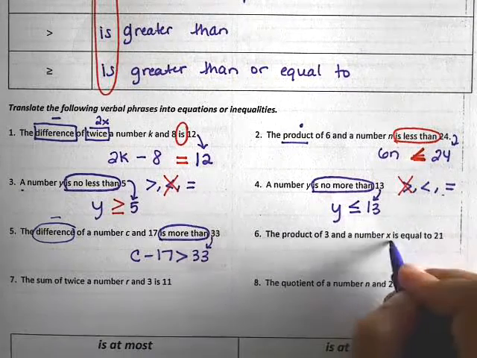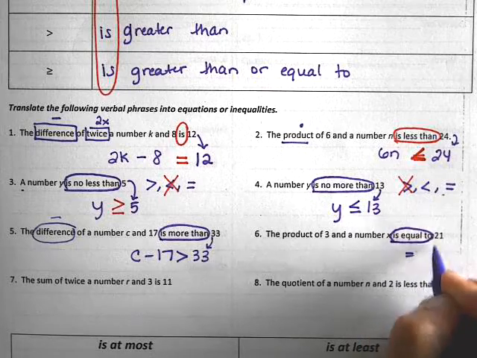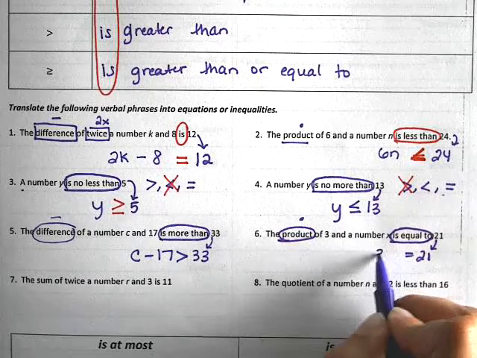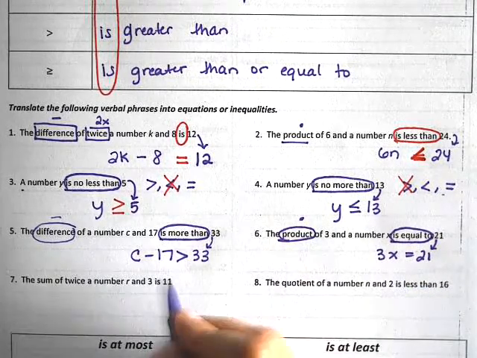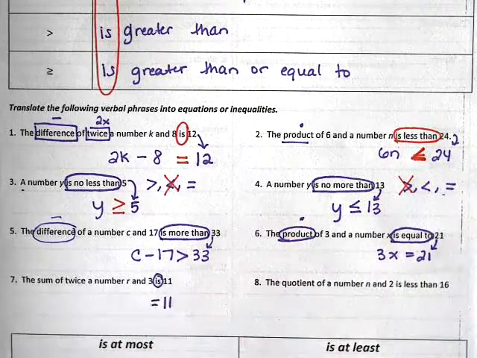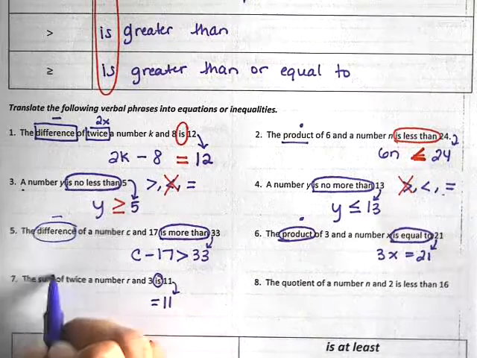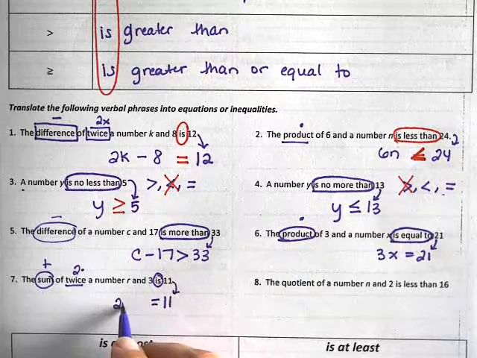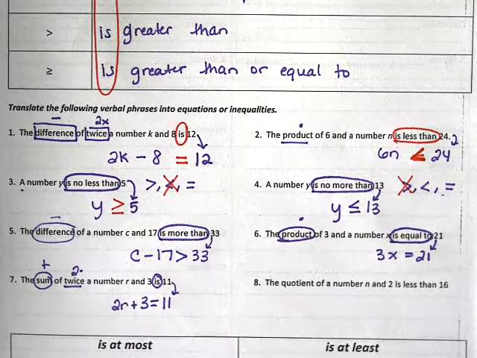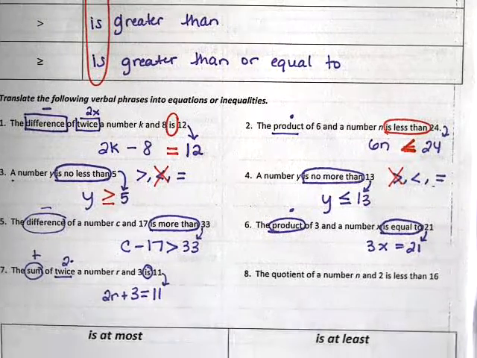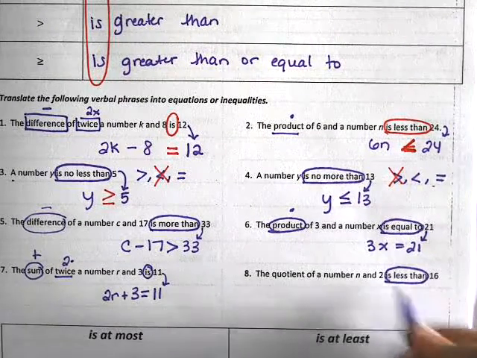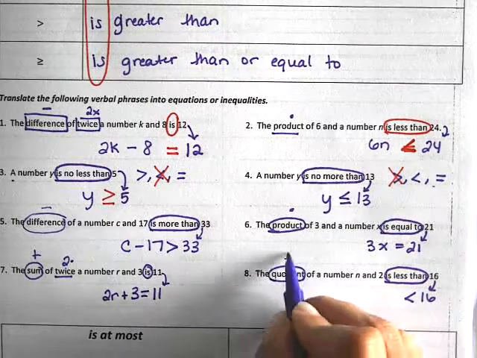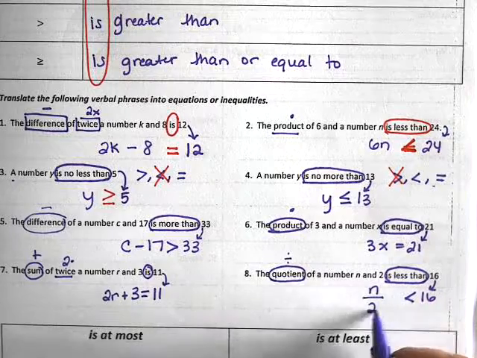In number 6, it says is equal to, so I will put an equal sign. I'm going to drop down the 21. Product means multiplication, so 3x. Is means equals 11. Drop it down. The sum means plus sign. Twice means 2 times something, so 2r plus 3. Is less than means a less than symbol. Drop down the 16. Quotient means division. So n divided by 2.